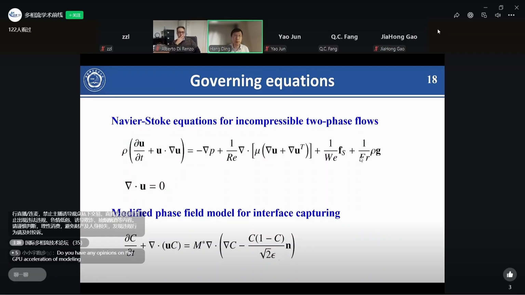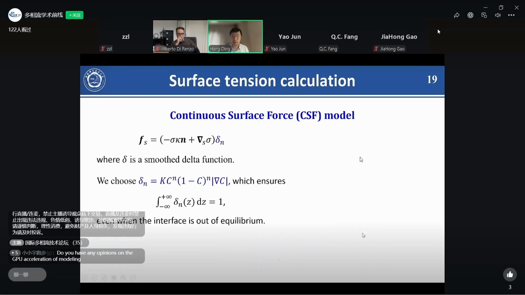So now we come to the governing equations. This is the Navier-Stokes equation for incompressible fluids. Here we have the Fs. Fs is the surface tension. Okay, G is the gravity here, and then we use the improved phase field model for the interface capturing here. So this consists of the governing equations for our numerical method.